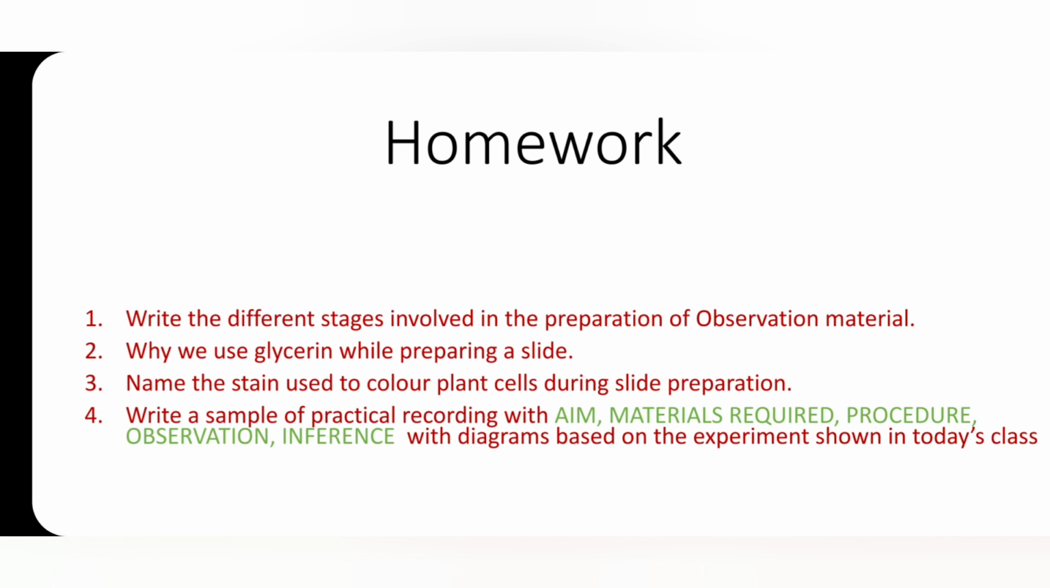This is your today's homework. Write the different stages involved in the preparation of observation material. Second one, why do we use glycerin while preparing a slide. Third one, name the stain used to color plant cells during slide preparation. Fourth, write a sample of practical recording with aim, materials required, procedure, observation, inference with diagrams based on the experiment shown in today's class.